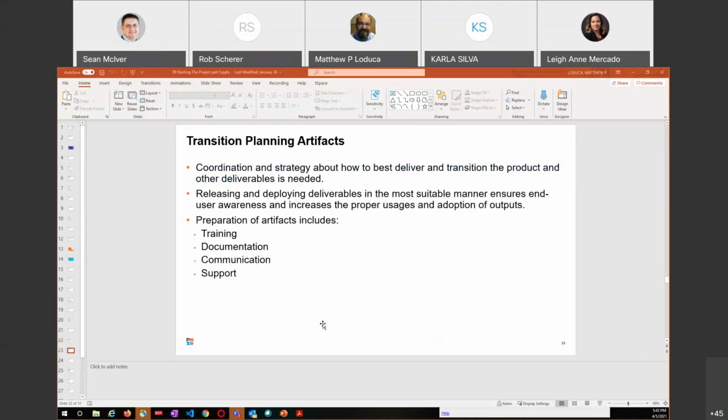All right, transition planning artifacts: coordination and strategy about how to best deliver and transition the product and other deliverables as needed. So between phases, between the end of the project and turning it over to operations. Releasing and deploying deliverables in the most suitable manner ensures end user awareness and increased proper usage and adoption of outputs. Preparation of artifacts include training, documentation, communication, support. All these things kind of have to happen.